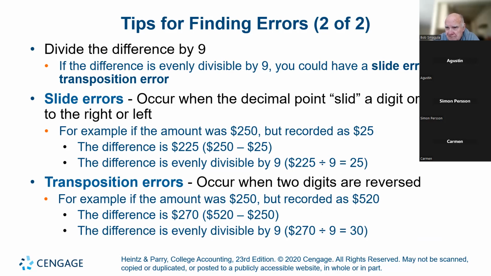85 minus 58 is 27 again, okay? 81 minus 18 is 63, divisible by 9. Now, why do I tell you this? Because you will be working with Excel spreadsheets like crazy, and you're going to take a column of numbers and you're going to list them all down.